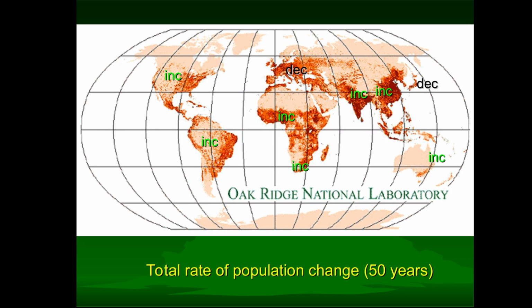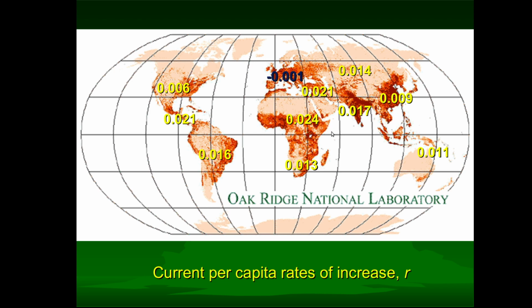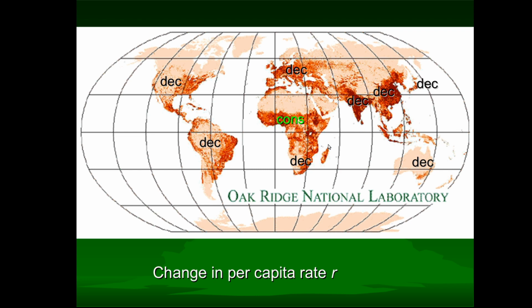Population is decreasing in Europe, increasing pretty much everywhere else, except for Japan, where it is decreasing. Then if you look at little r, rates of little r are positive in most places, slightly negative in Europe. And how is little r changing over time? It's decreasing everywhere and pretty much constant in Africa, Central Africa.